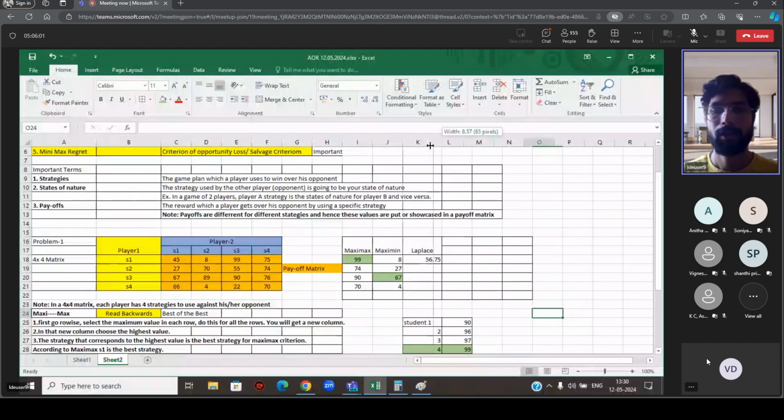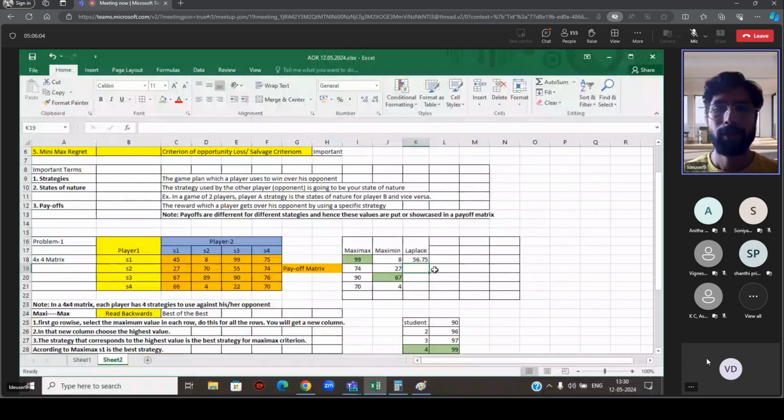Then equal to again, can we drag this? Very good. So we are getting the values here. For those of you who have not understood: 45 plus 8 plus 99 plus 75 divided by 4. 27 plus 70 plus 55 plus 74 divided by 4. 67 plus 89 plus 90 plus 76 divided by 4. 66 plus 4 plus 22 plus 70 divided by 4. I have just taken the average and these are the values.